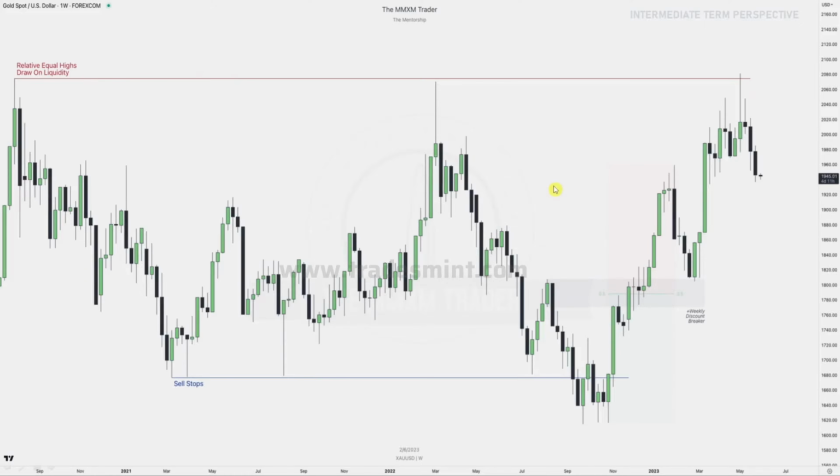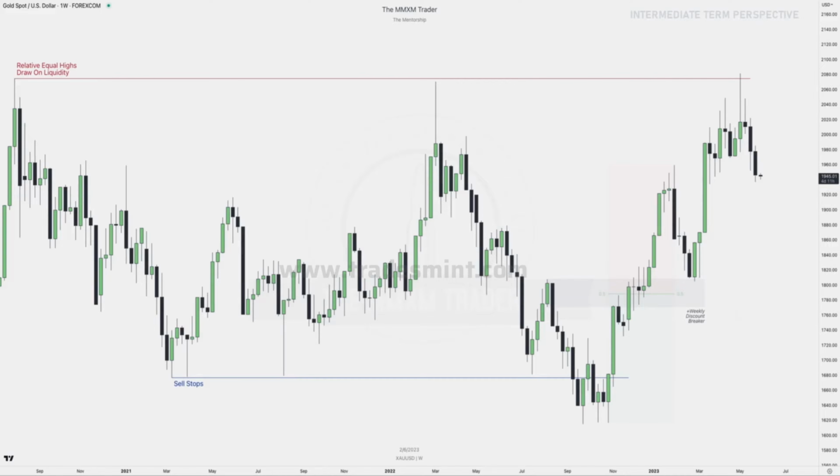So over here we've got a gold weekly chart, right? We've got these relative equal highs up here, an easy draw on liquidity. Sell stops have been liquidated on the sell side over here, right? So order pairing again happening over here, starting to trade up, and back into that discount array, which is this weekly breaker, right? So our premium high is over here, discount low is down here. We've got this weekly discount breaker. Now we've got our long-term perspective, right?